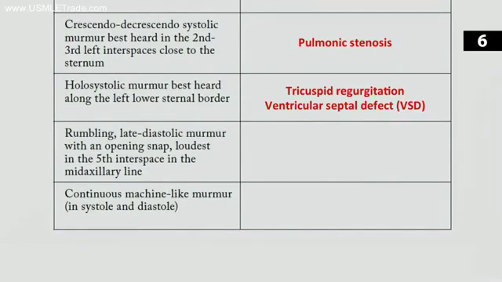Remember, we said they're very difficult to distinguish. You need the clinical setting to make a more accurate diagnosis. A rumbling late diastolic murmur with an opening snap, heard loudest in the fifth interspace in the mid-axillary line, is mitral stenosis. And a continuous machine-like murmur occurring both in systole and diastole is a patent ductus arteriosus. All right, that's it for Cardiovascular 9. I'll see you next time.